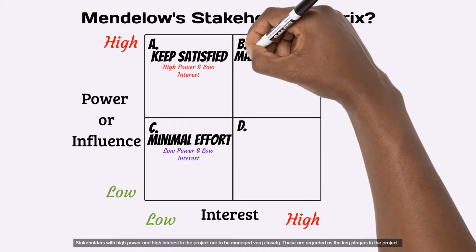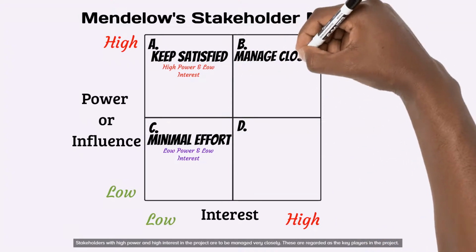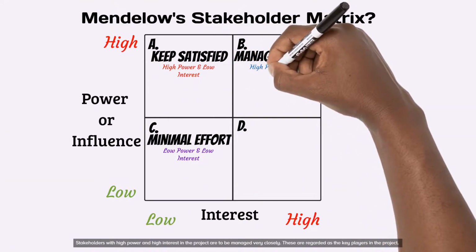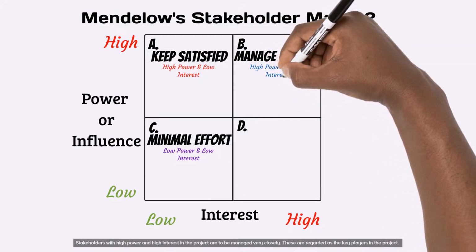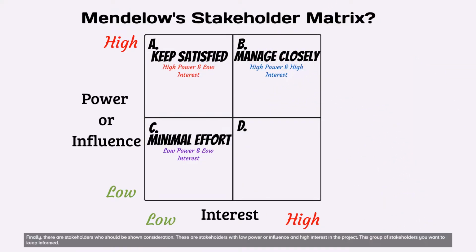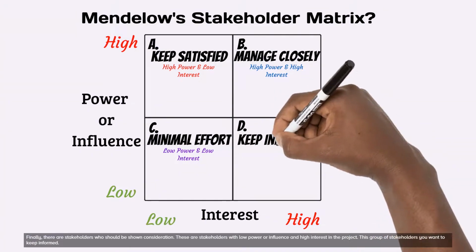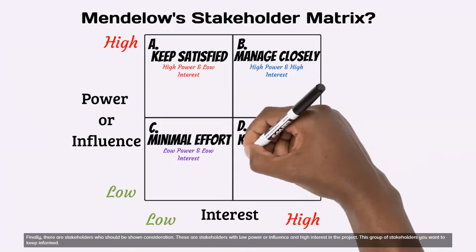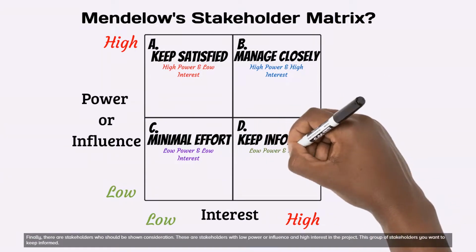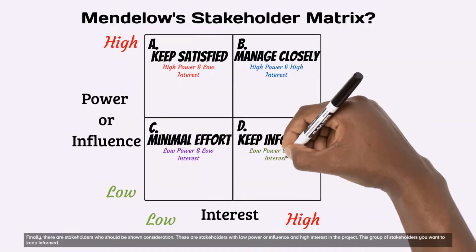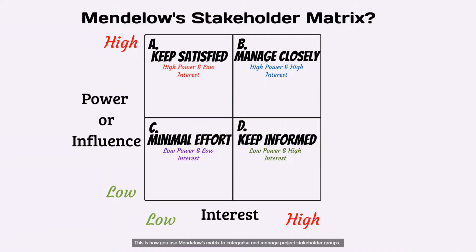Stakeholders with high power and high interest in the project are to be managed very closely. These are regarded as the key players in the project. Finally, there are stakeholders who should be shown consideration. These are stakeholders with low power or influence and high interest in the project. This group of stakeholders you want to keep informed. This is how you use Mendelow's matrix to categorize and manage project stakeholder groups.